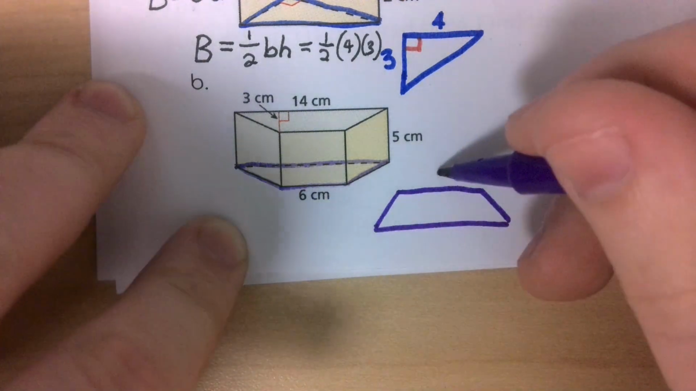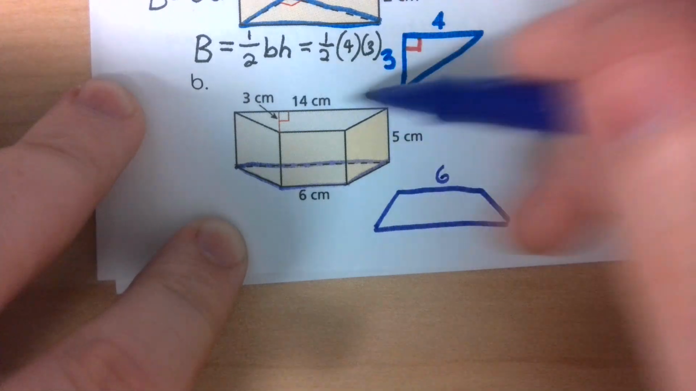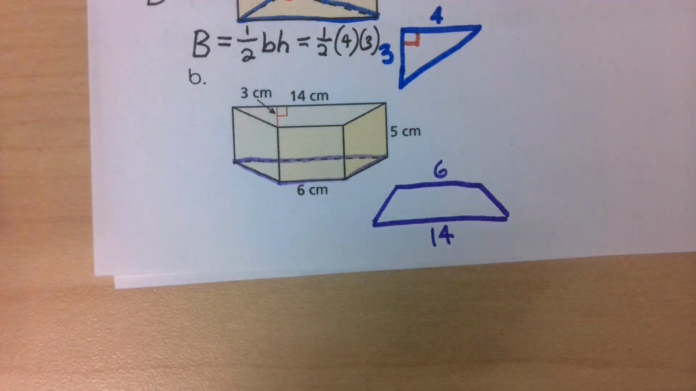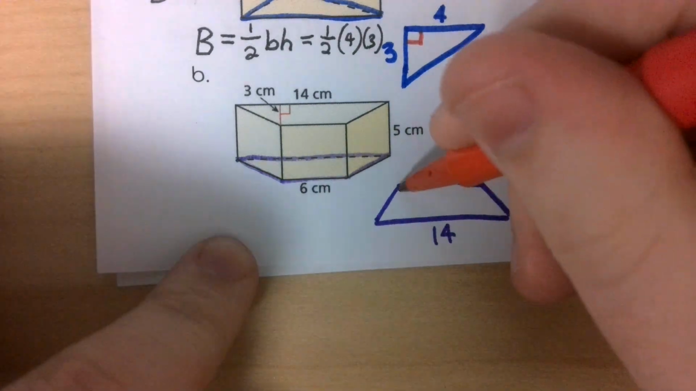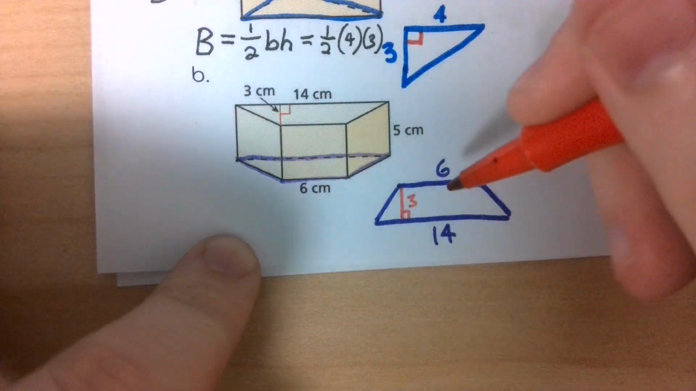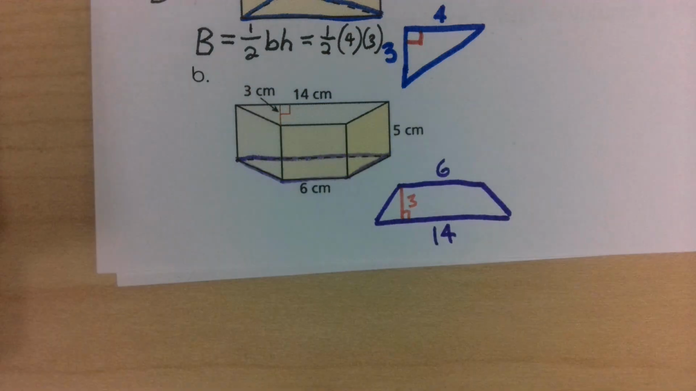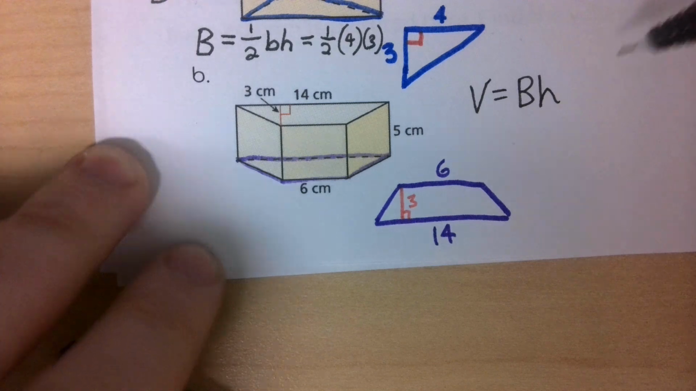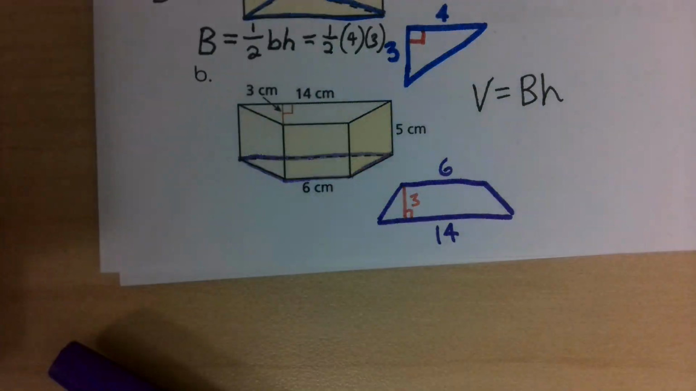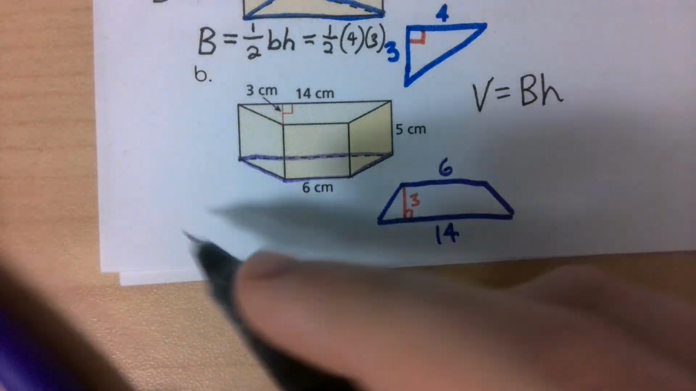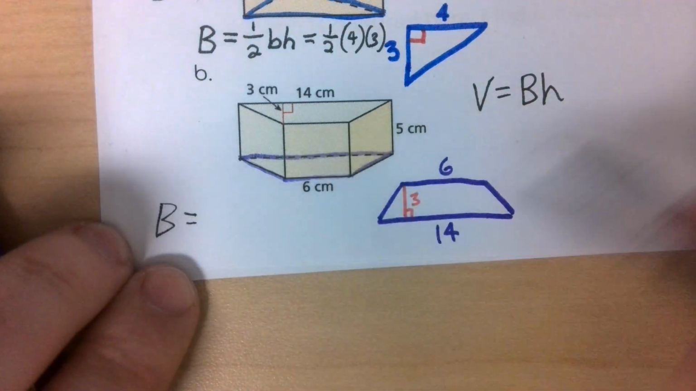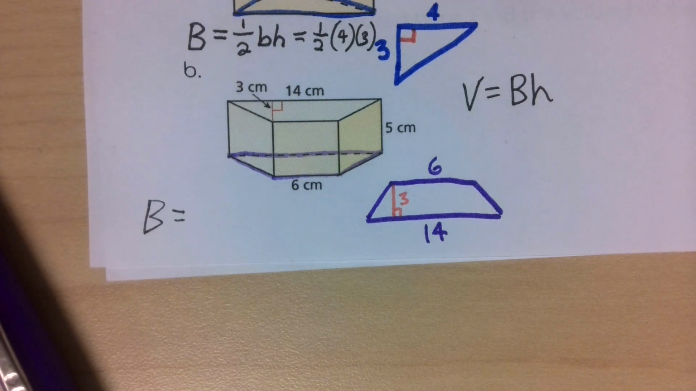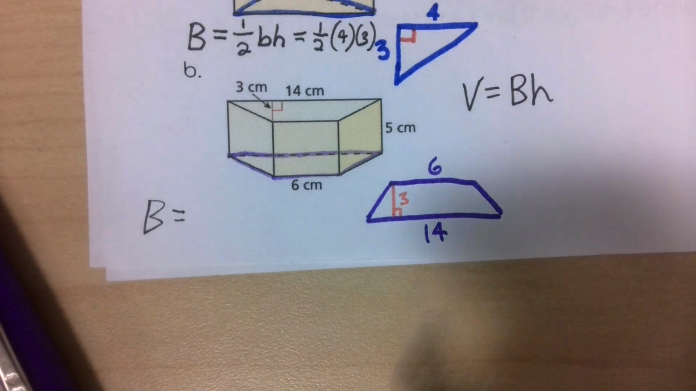The small base has a measurement of 6. The large base, according to the top of the problem, has a base of 14. And the height of this trapezoid is 3. So, in order to find the volume of the shape, volume equals base times height. We just need to know how to find the base. Instead of solving for the base over on this side, I'm probably going to plug it directly into my formula over here. It'll make it a little easier to deal with, so I can just do one calculation.